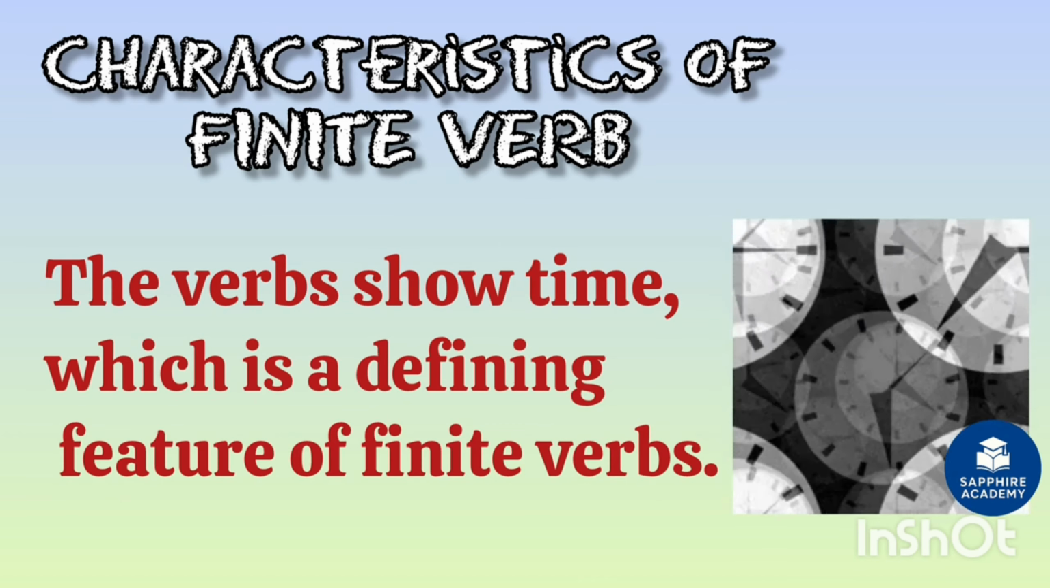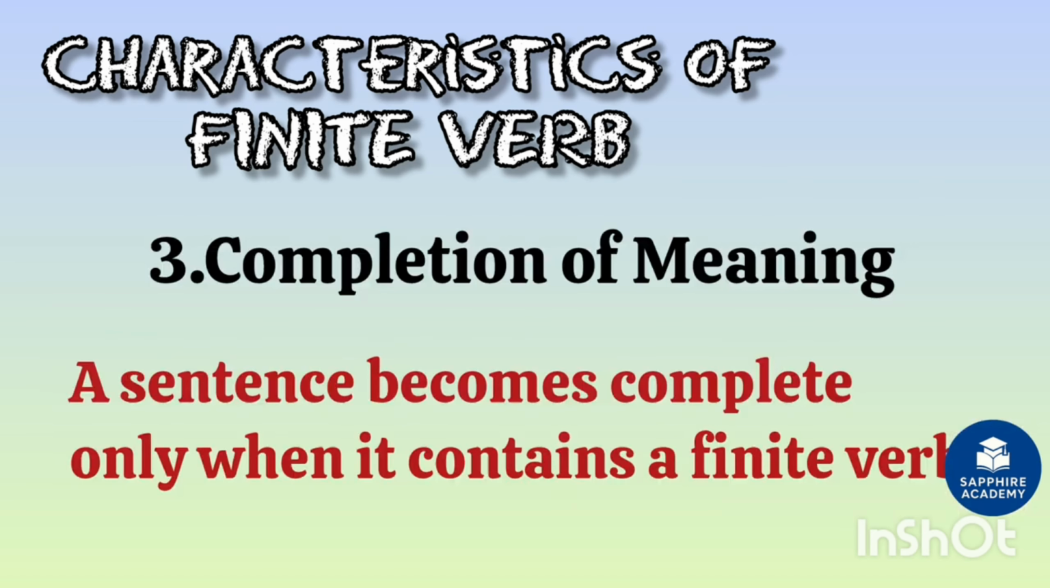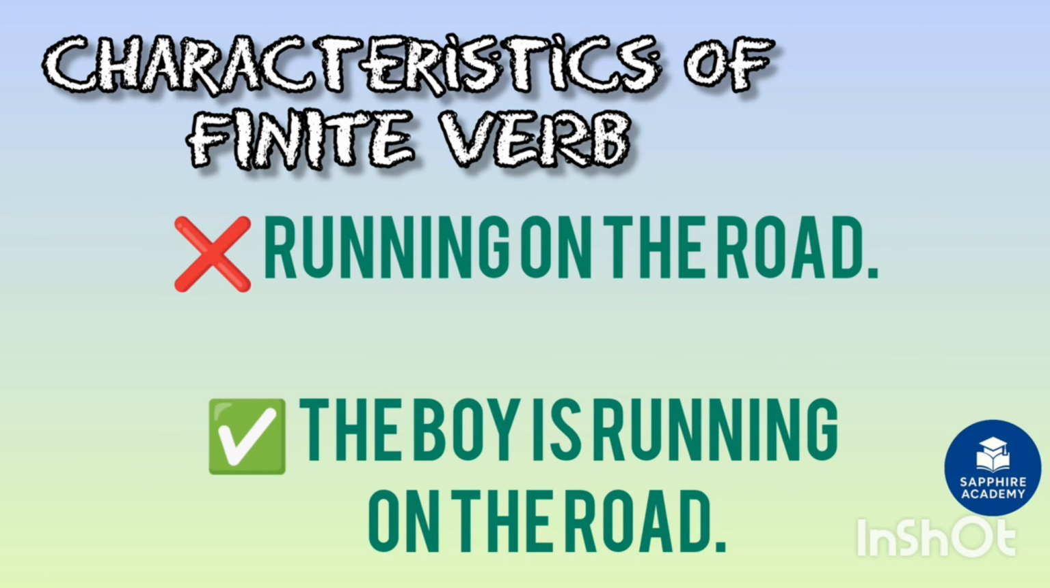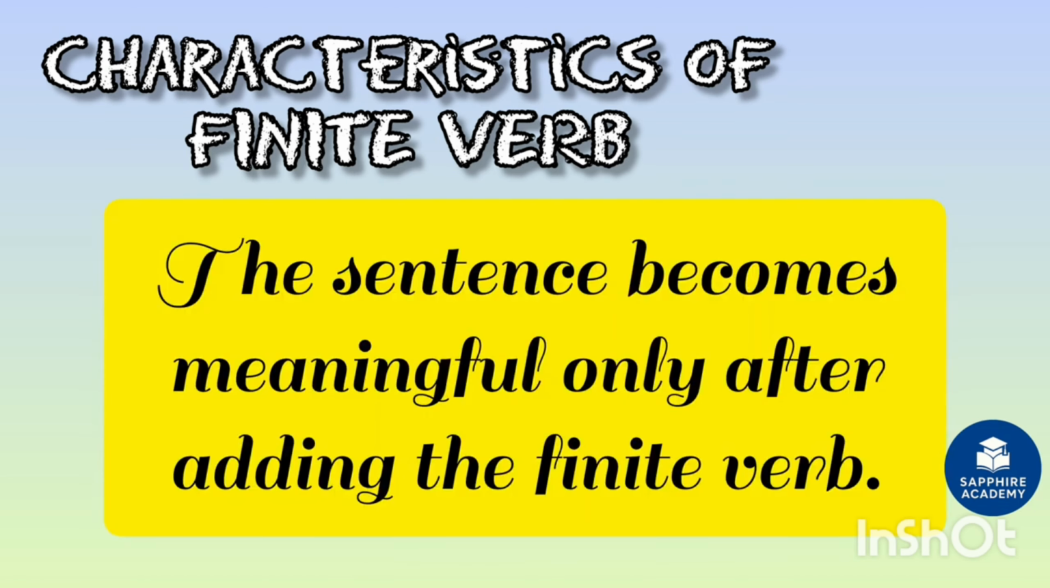The third one is completion of meaning. A sentence becomes complete only when it contains a finite verb. For example, if we say running on the road, it is incomplete. The right version of the sentence is the boy is running on the road. The sentence becomes meaningful only after adding the finite verb.